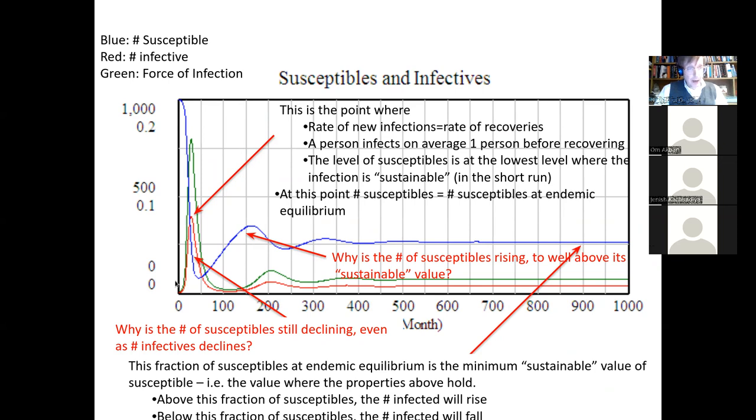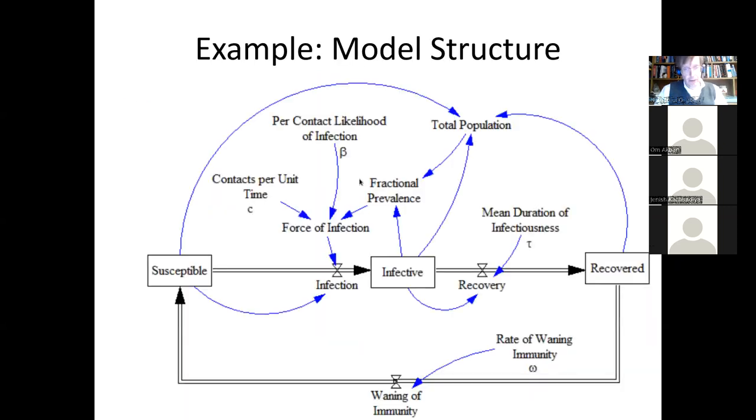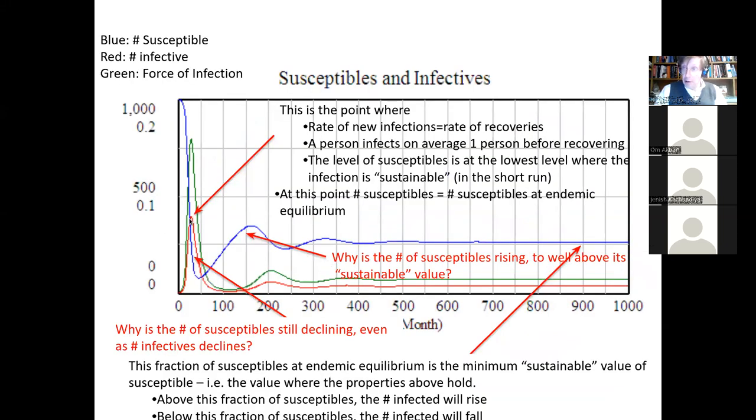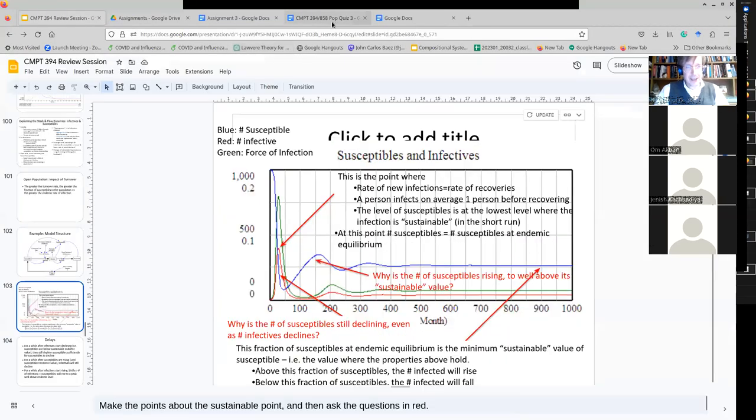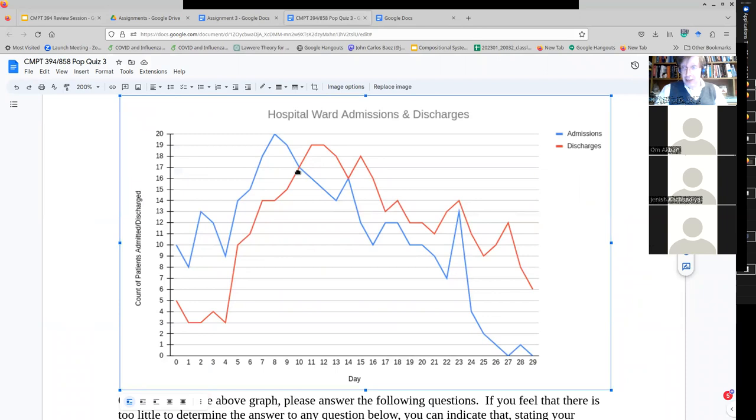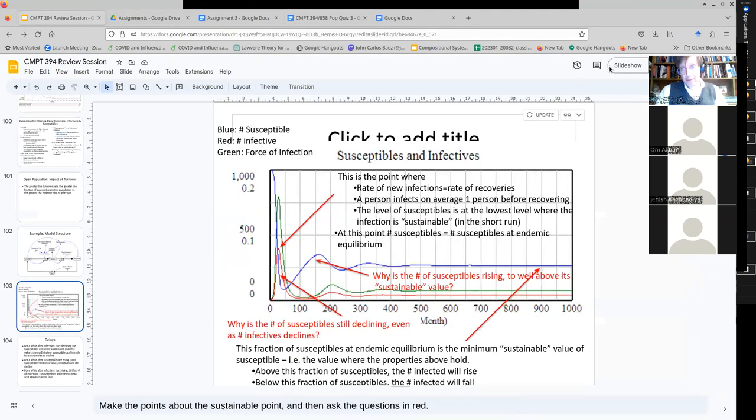The number of susceptibles goes down and red is the number of infectives. The number of infectives goes up and it reaches the peak. And at that peak, the rate of new infections equals the rate of recoveries. Inflow equals outflow. That's why it's flat there. It's not going up anymore. It's the same old thing as what we saw here, right? If inflow were greater than outflow, it'd be going up. It ain't. Inflow equals outflow, it ain't going up anymore.